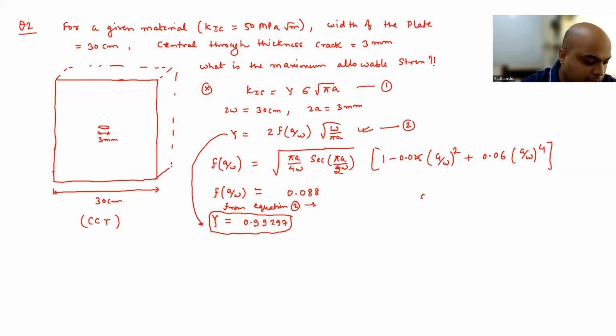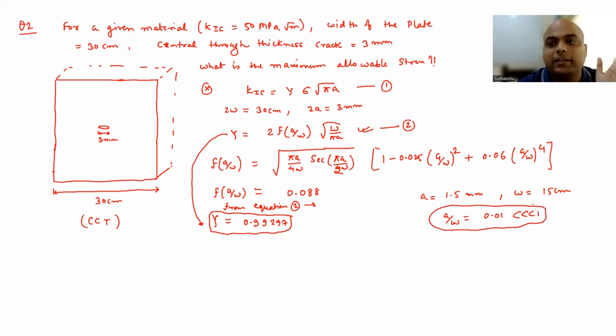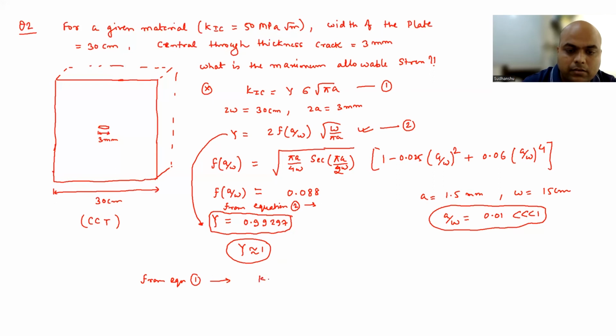And if you see a by W here also, a is 1.5 millimeter and W is 15 centimeter. So a by W will be 0.01, which is very, very small as compared to 1. So for all practical purpose, although we can calculate y, it is nearly equal to 1, so we'll just take it as 1. And then we can solve equation number 1. From equation 1, K1C is equal to y sigma root pi a. K1C is 50, y is 1, sigma, and then root pi a. So if you calculate sigma, it will come out to be 728 MPa.